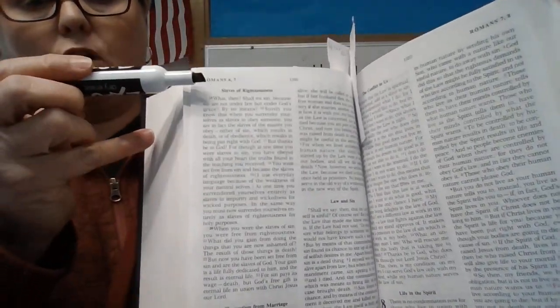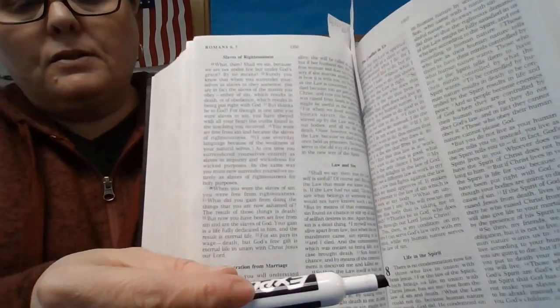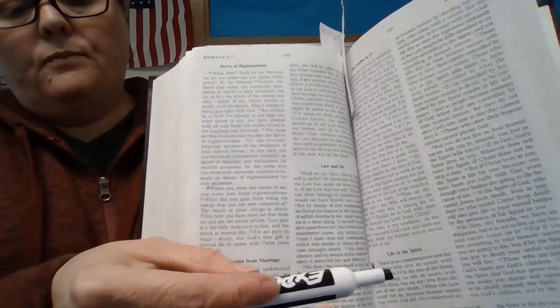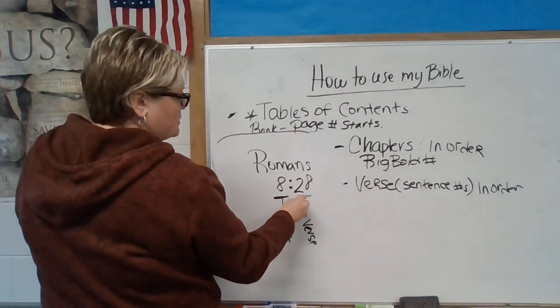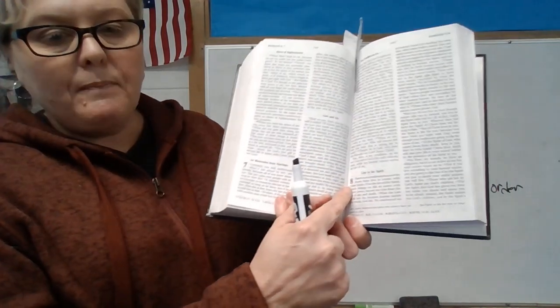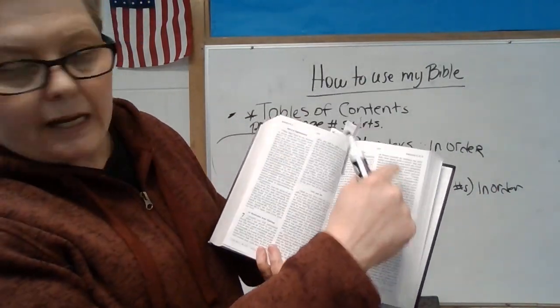We're in the book of Romans, which will always tell you up here where you're at. And also, there's our chapter 8. Big bold number. Okay? So we've got that. And now, what did we say our verse was? Our sentence number that we're looking for? Number 28. So we're in chapter 8, the big 8, and we come down until we find it in order.